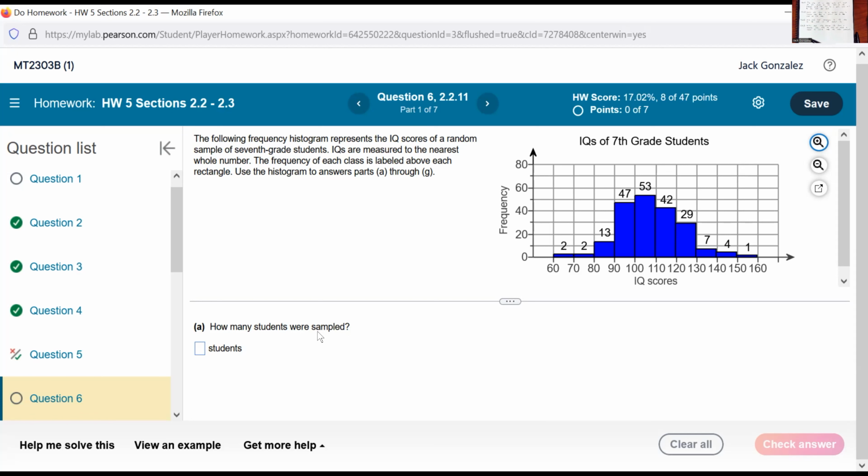Anyway, so how many students were sampled? Well, how would you find the total, right? We know we have categories and we have frequencies. What would you do? What would you add up? Yeah. How many people appeared within 60 to 70? Right? 70, 80. Add these up, you'll have your total. Because we said the height is a frequency. That's how many data points appeared in that category, that class.